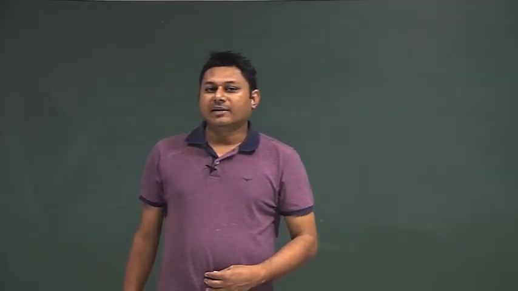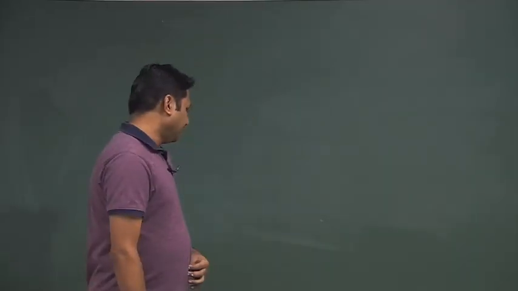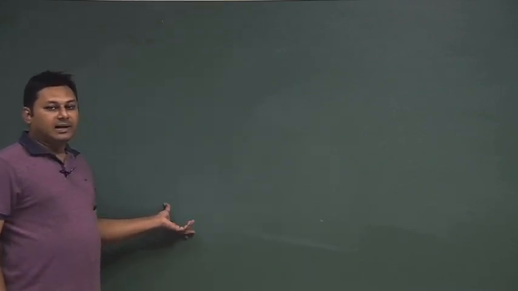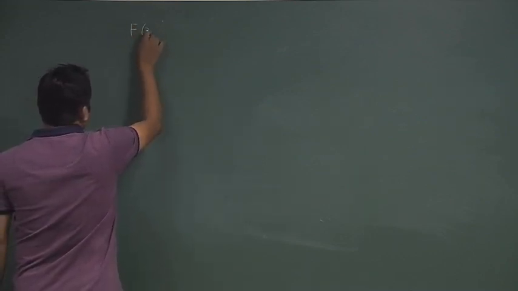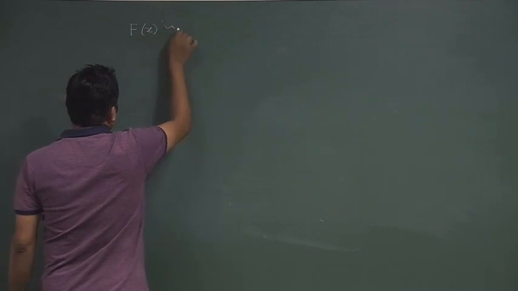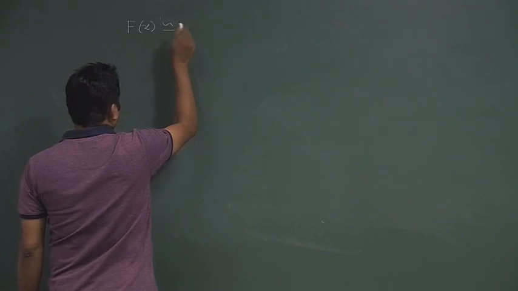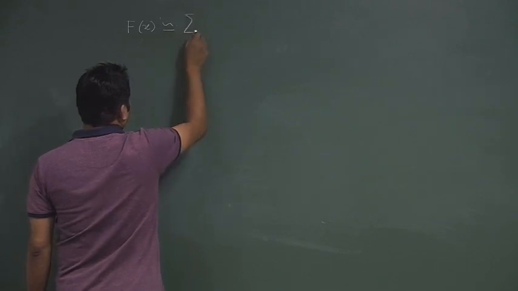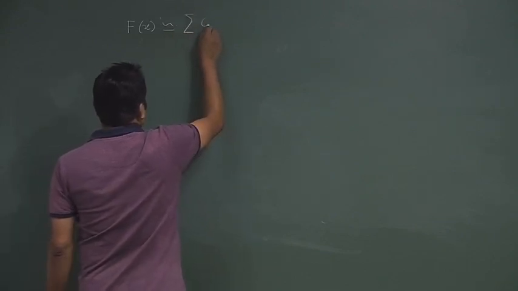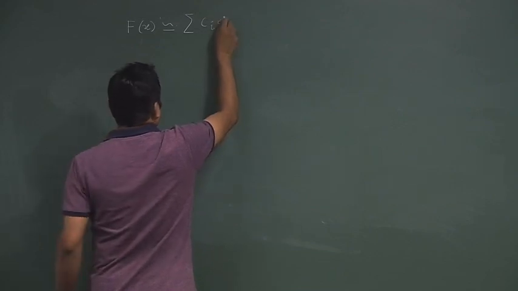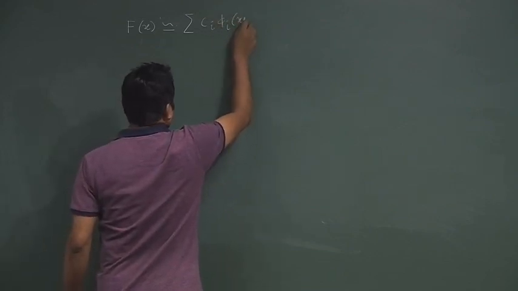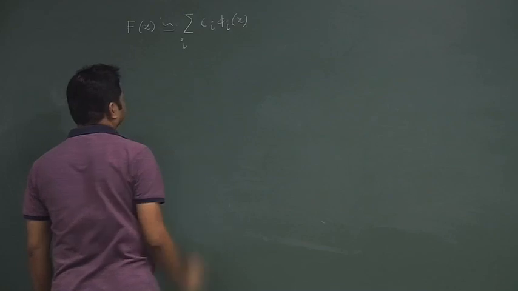So, welcome back students. In our last class we learned something about orthogonal basis and found something called Fourier coefficient. Let me write these things once again. So, f(x) can be represented, I do not write the equal sign right now, but the nearly equal to sign, as the sum of C_i phi_i(x) over i.